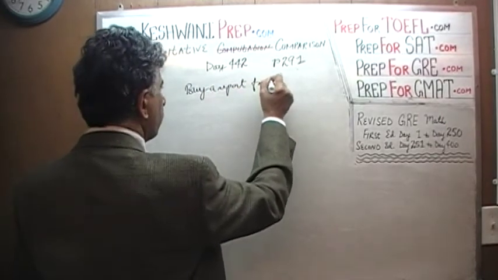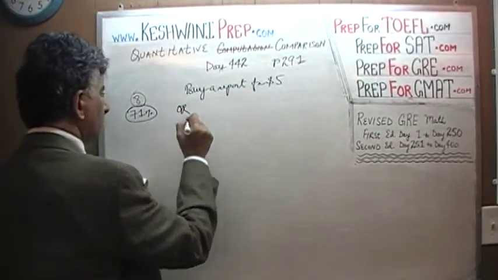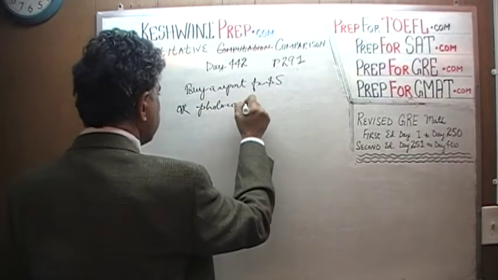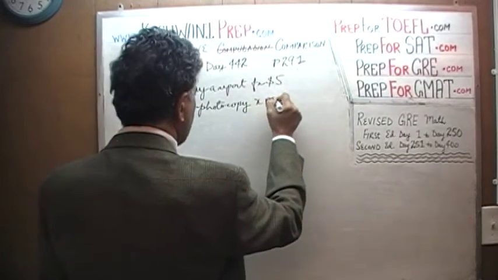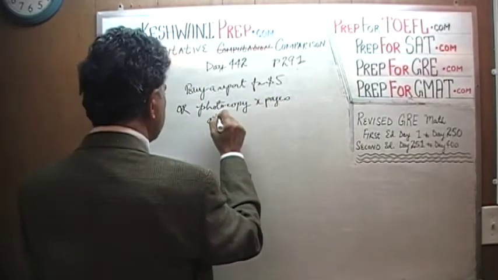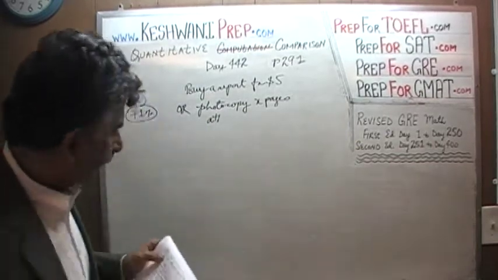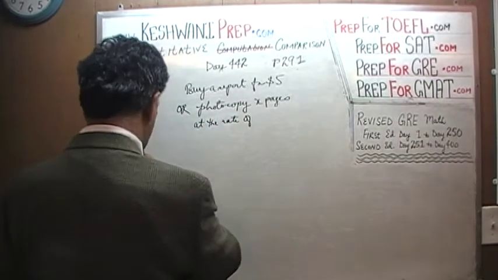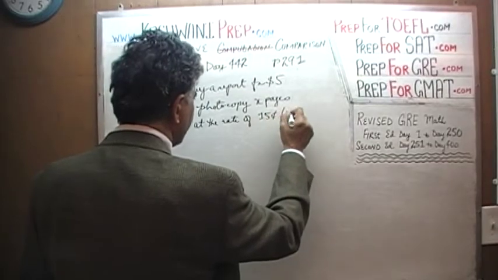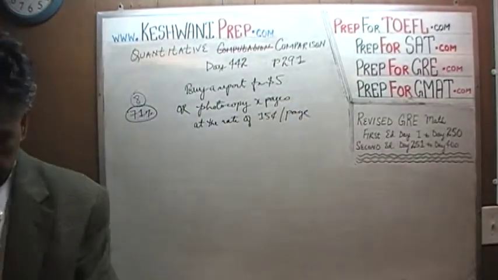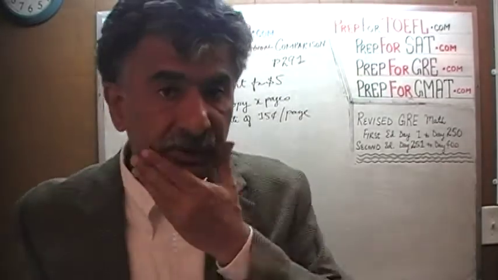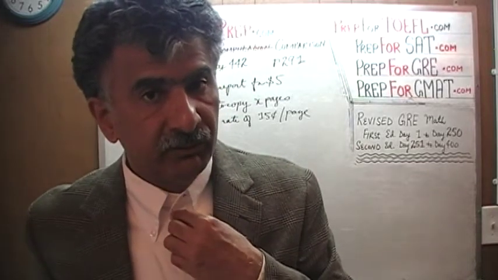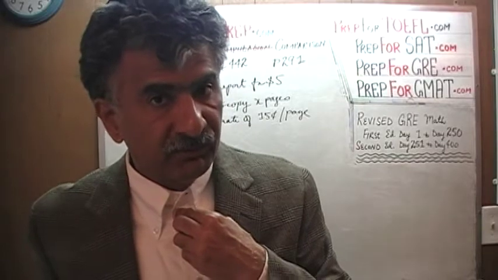We are going to buy a report for $5. Or we are told we can either buy the report or photocopy X pages at the rate of $0.15 per page. The report consists of X pages. We can either buy the whole report for $5 or we can stand there and photocopy each of the pages at the cost of 15 cents per page to copy all X pages in the report.